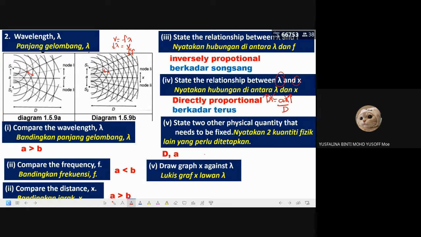And the last one is to draw the graph of X against lambda. So X will be on the Y axis and lambda should be on the X axis. Let's see the question again: X against lambda is actually directly proportional. So you just draw a straight line that passes through the origin. So that's the answer.